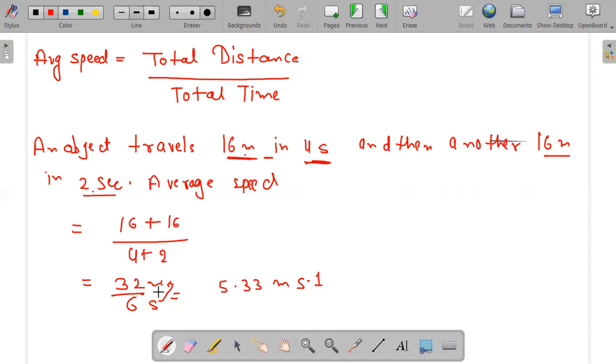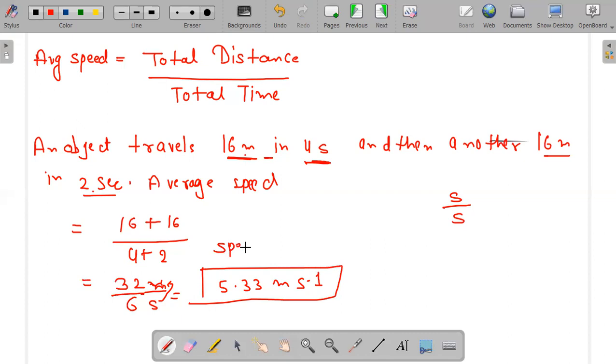You will find many questions of this type where we cut two values, this second and this second. Why are we cutting these seconds? Because both of them are seconds, so you can cut them, but you cannot cut two different units. When one value is in meter and one is in second, you are not allowed to cut them. And this is our average speed.